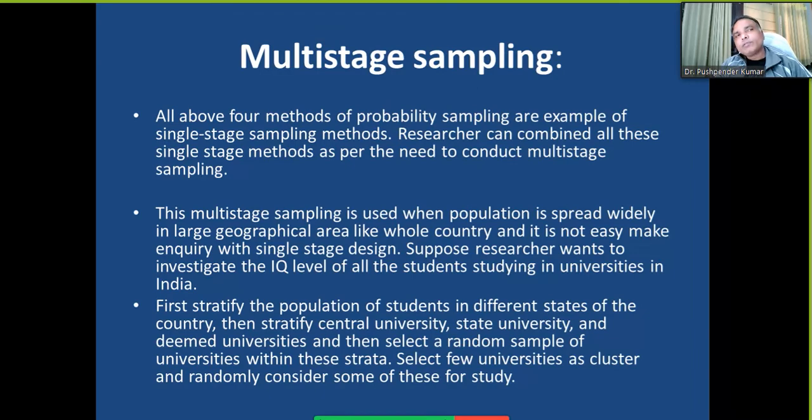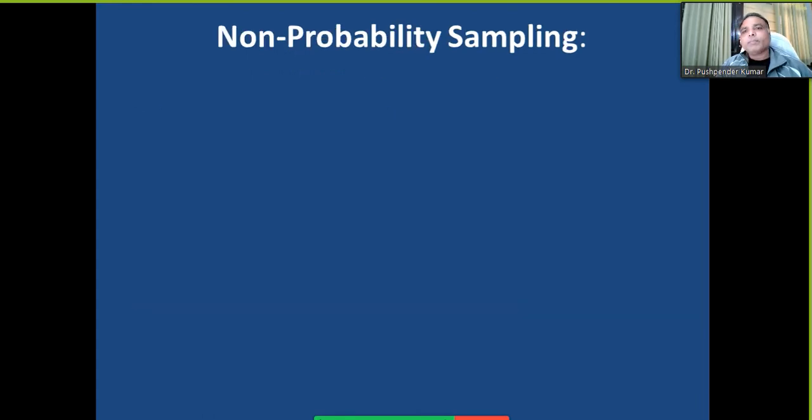Basically we use it for statistical tools and techniques. So whenever you use statistical tools and techniques in your research, you need to go for probability sampling. Now we have non-probability sampling.